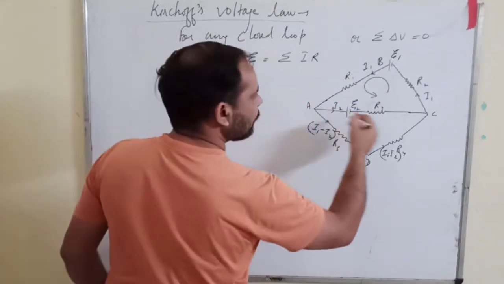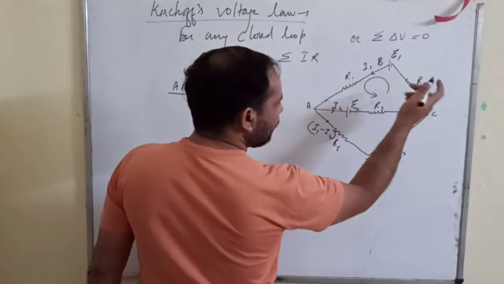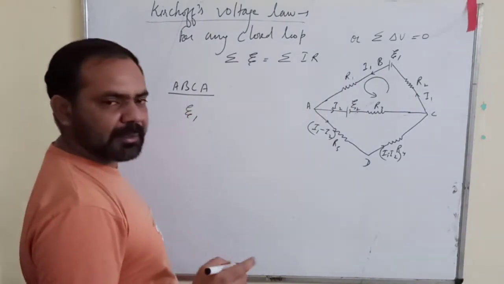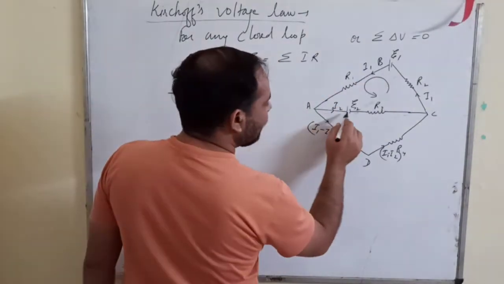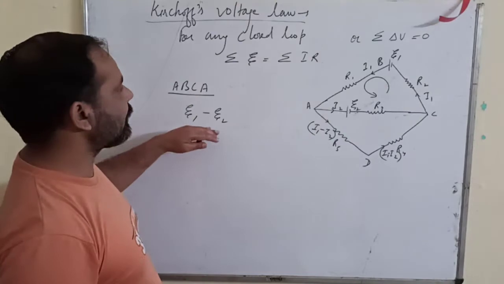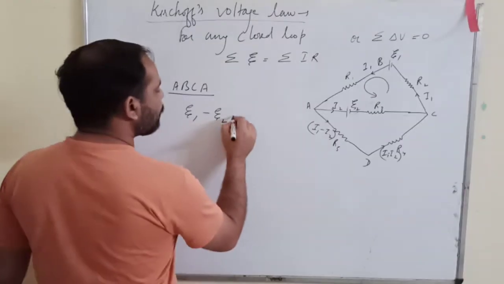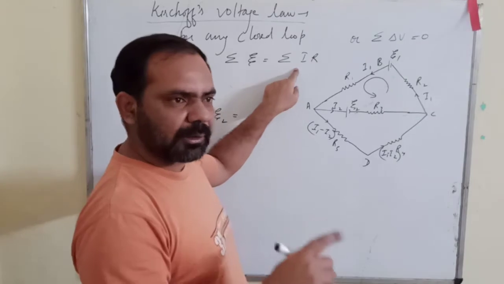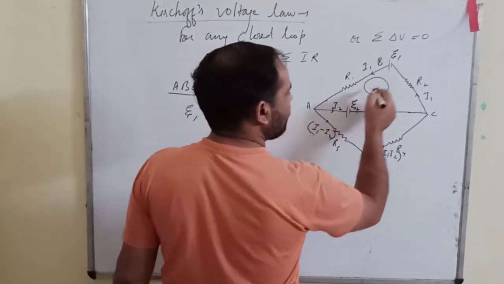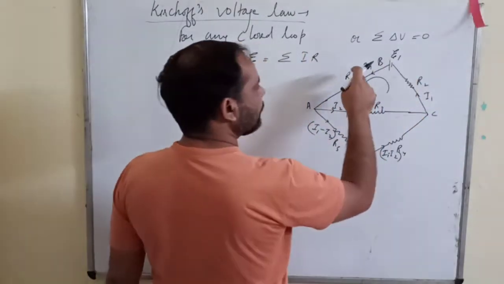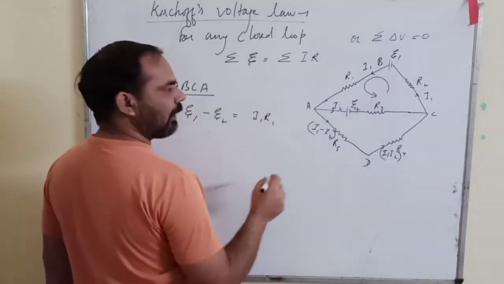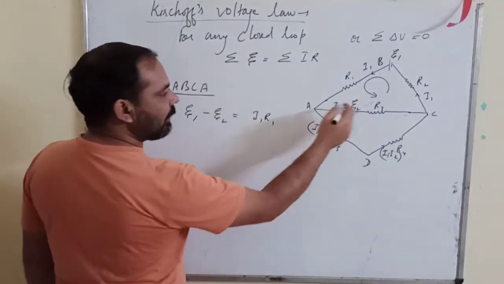Now in this loop, you can see here that this current will hit the negative plate first. So EMF 1 is positive EMF. And here the current is hitting the positive plate first, so I will take minus EMF 2. This is my total EMF, and it should be equal to the sum of the products of current and resistance in the individual branches. This is my one branch, second branch, third branch. So this is my I1 R1, then I2 R3, and then I1 R2.